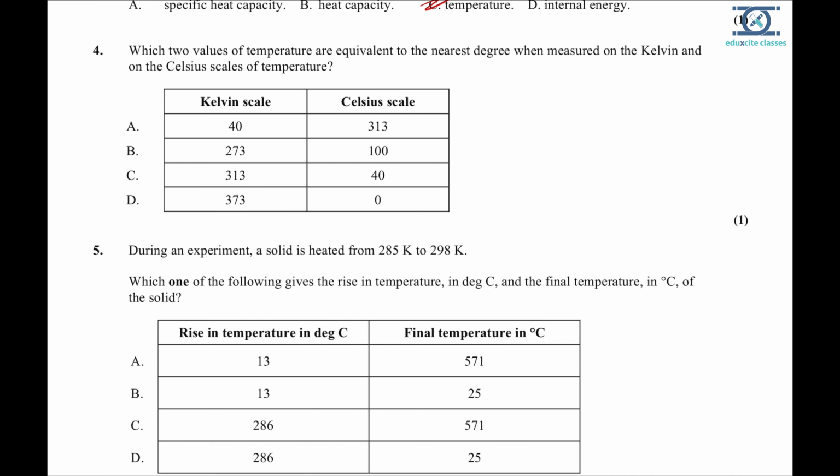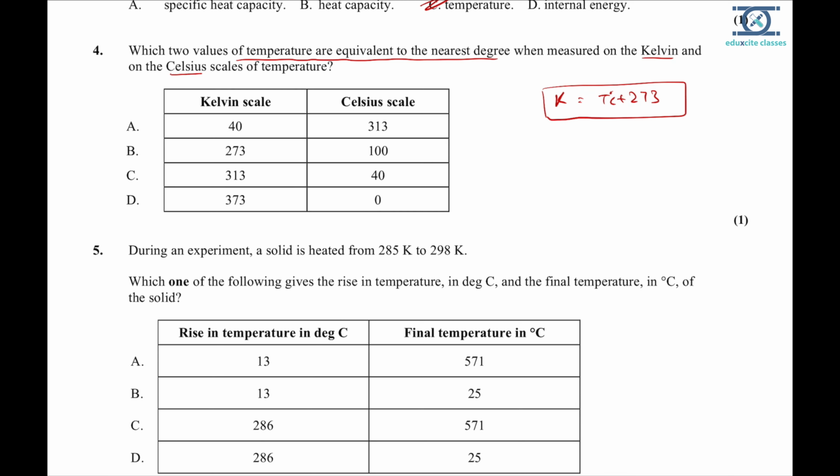Question number 4. Which of the two values of temperature are equivalent to the nearest degree when measured in both scales, that is Kelvin and Celsius? We know that the relation between Kelvin and Celsius is T plus 273, where T is measured in Celsius. So whichever follows this relationship will be the correct answer.